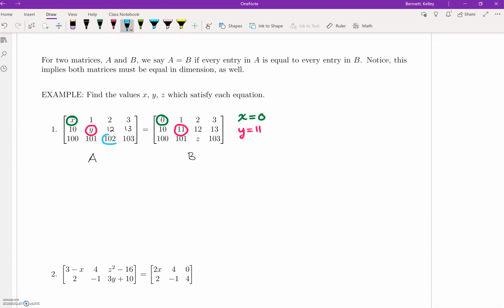column, these also need to be equal. So I would get that Z equals 11. Nope. Z equals 102. Right, so they just need to match location by location.